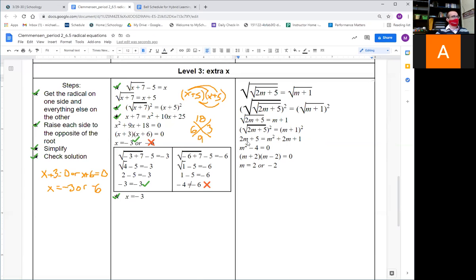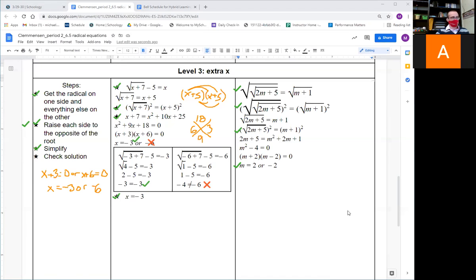Let's go through our check marks and make sure that we understand where we got all this from. This first step, I got my radical by itself. That one's already done for us. It never was separate. I'm going to raise each side to the opposite power. We do that right here. Then we actually do that a second time right here. We actually do the raise the power twice. Then we did our simplify right through here. We have our answer so far right here.